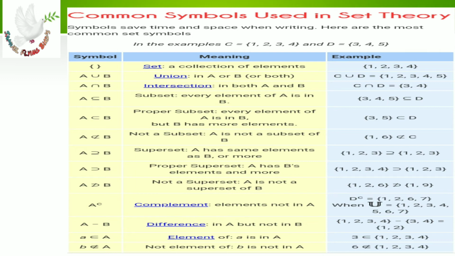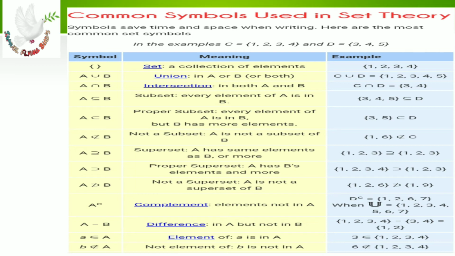For the next one, A proper superset B. A proper superset means A has B's elements and more. For example, {1, 2, 3, 4} is a proper superset of {1, 2, 3}. For the next one, A is not a superset of B. For example, {1, 2, 6} is not a superset of {1, 9}.